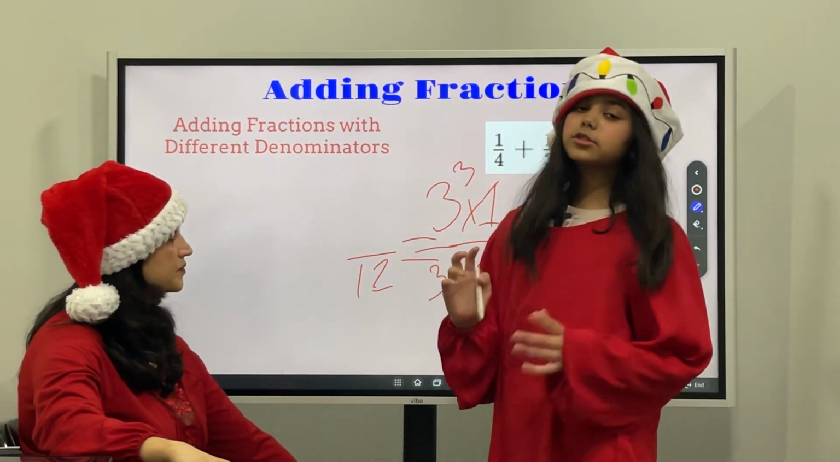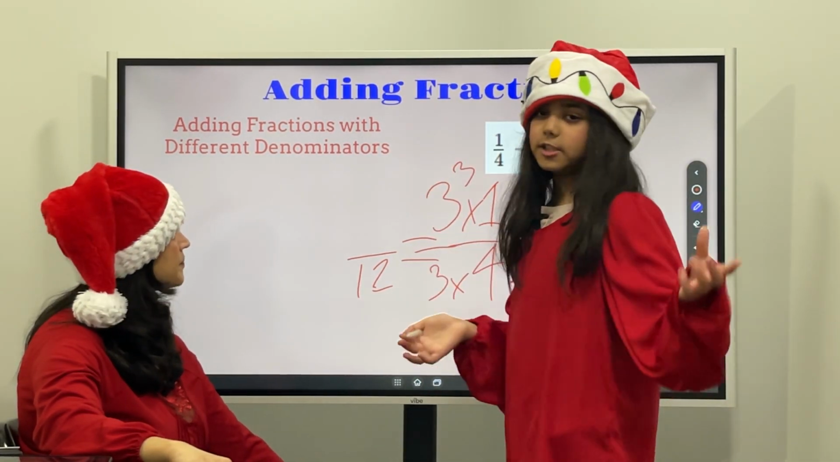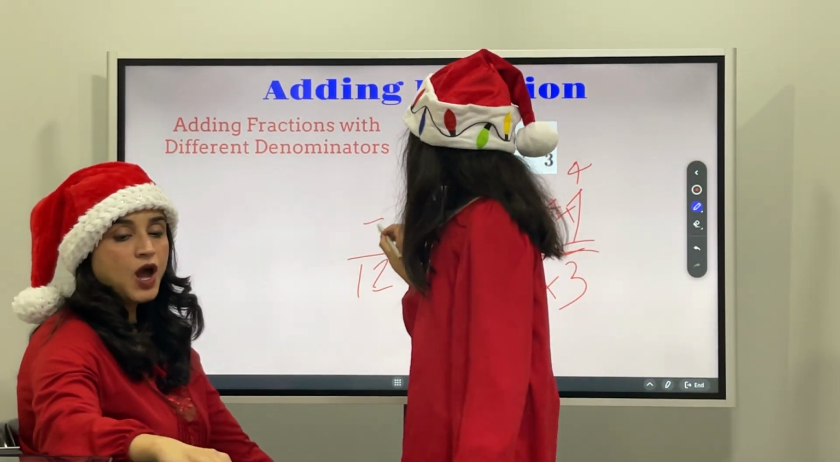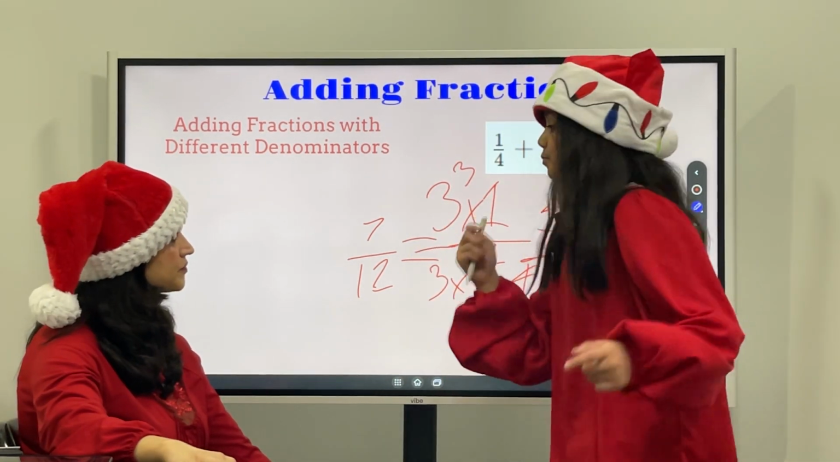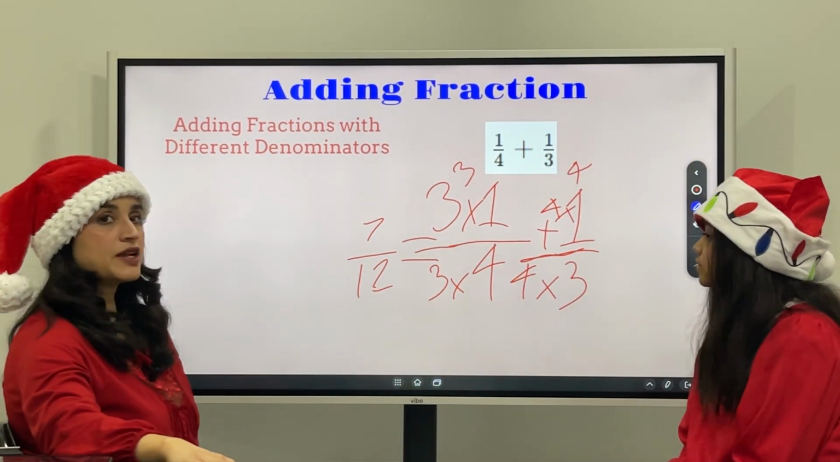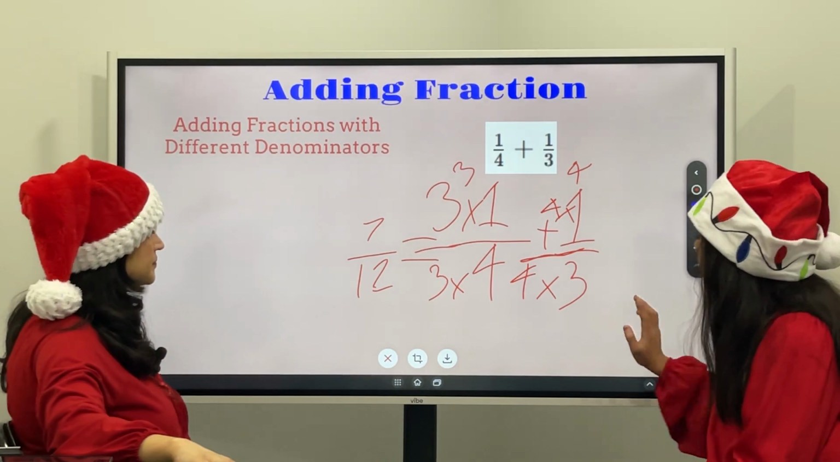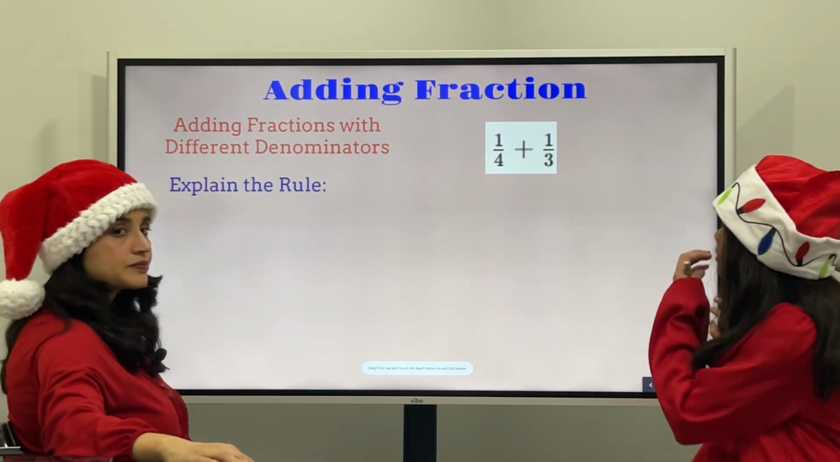And then what's 3 plus 4? 7. Easy peasy, lemon squeezy. So if you have a different denominator, it's 7 by 12. Let's see if you are right or not. So 7 by 12 is our answer.